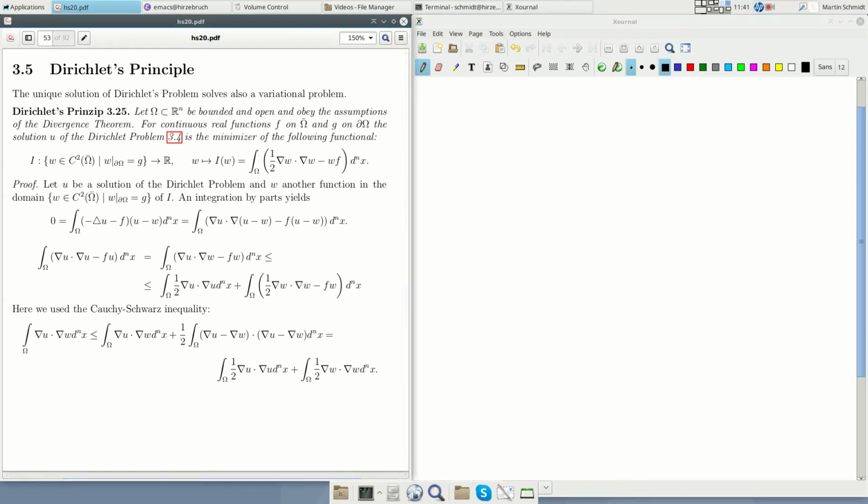We present Dirichlet's principle. Dirichlet's principle gives another characterization of the solution of the Dirichlet problem, and this other characterization also gives a method to construct the solutions of Dirichlet's problem. So this is a very nice principle which also has generalizations to many other problems. So this is an interesting method by itself, to construct solutions by variational problems.